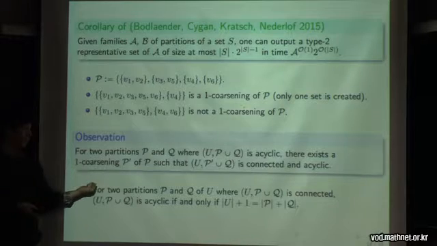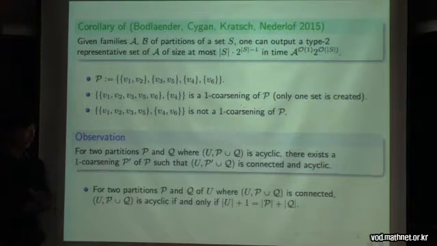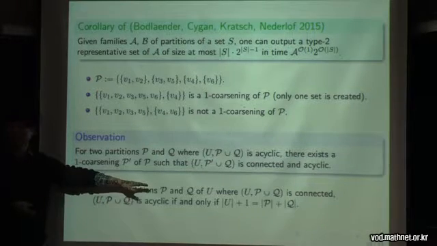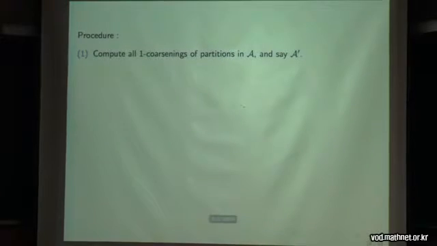And then the other observation is that if two partitions already make a connected hypergraph, then it is acyclic if and only if you have this size constraint, because a connected acyclic graph is a tree, right? So you have this simple observation. And then the algorithm just runs like this.